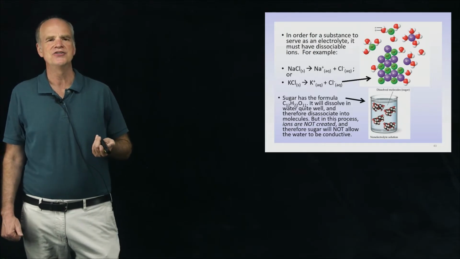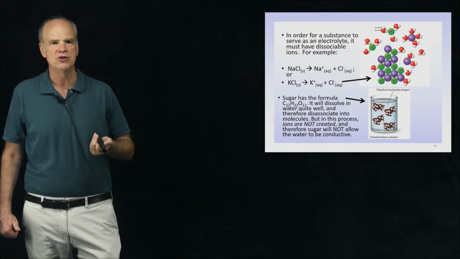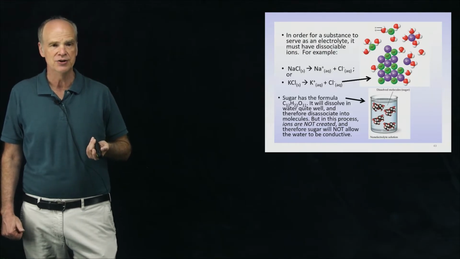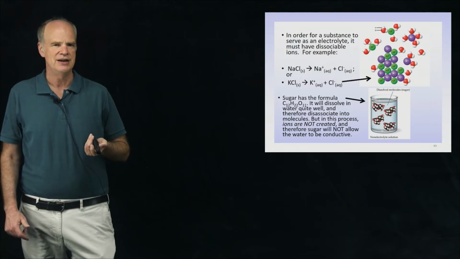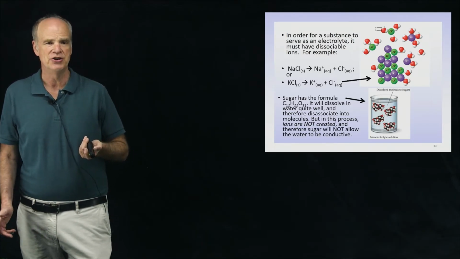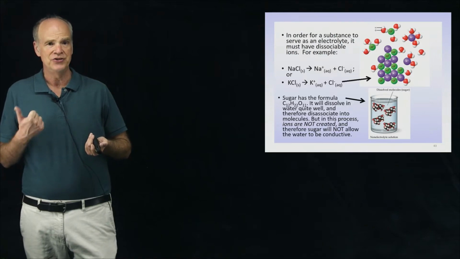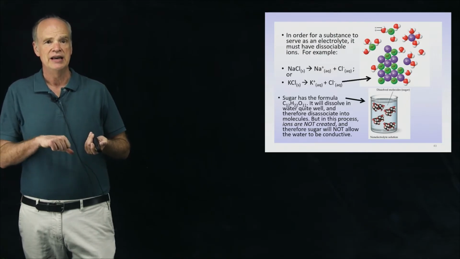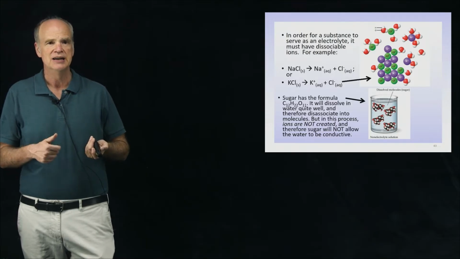Well, the reason is you can dissolve plenty of sugar in the water, and so the sugar molecules will dissociate from one another. You'll have separated sugar molecules out in the water. Now, the sugar molecules are kind of big, just to note. Each sugar molecule has 12 carbons, 22 hydrogens, and 11 oxygens. So each individual sugar molecule is pretty big.